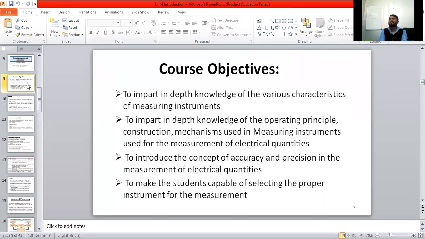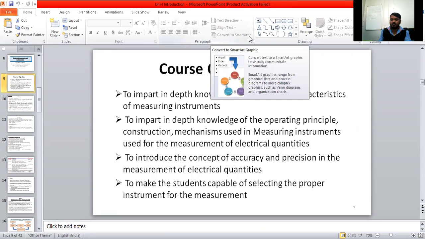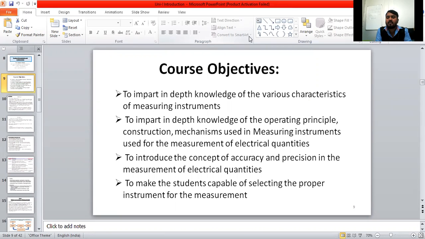The second objective is to get in-depth knowledge of the operating principle. For any instrument, how is it going to operate? What is its operating principle? I told you about the speedometer as an example, how the speedometer operates. A voltmeter is there to measure voltage, an electrical parameter. How will the voltmeter operate? What is the working principle of that? What is the construction of that? What is the mechanism of that instrument? We are going to study that here now. That is the main objective.